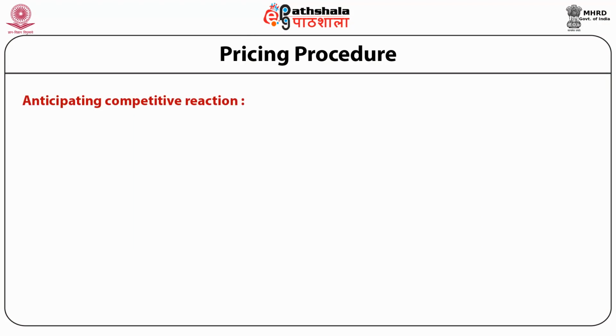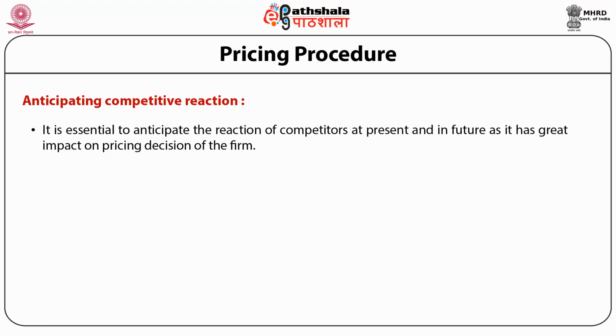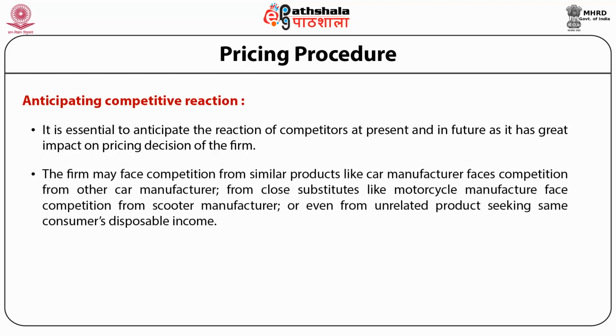Then comes anticipating a competitive reaction. So it is essential to anticipate the reaction of competitors at present or in future, as it has great impact on the pricing decision of the firm. The firm may face competition from similar products, like a car manufacturer faces competition from other car manufacturers, or it may be from close substitutes, like a motorcycle manufacturer may face competition from a scooter manufacturer, or it may be even from unrelated products seeking the same consumers' disposable income.